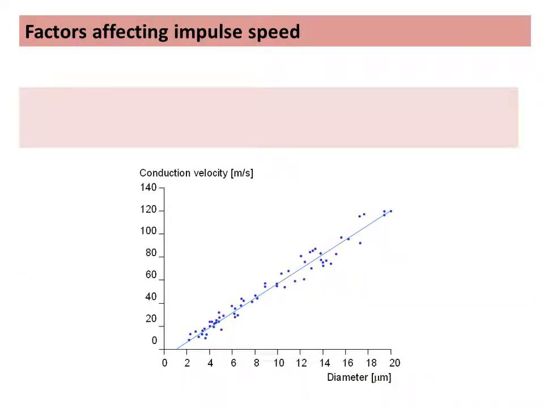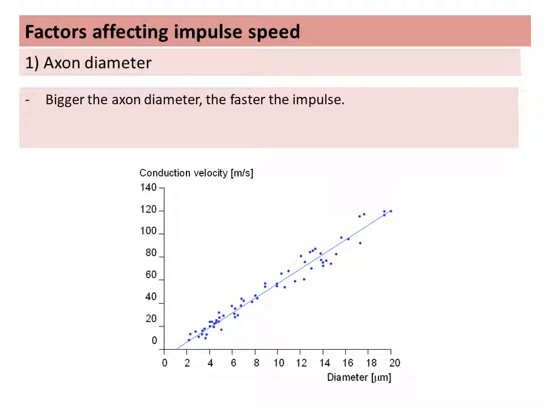This brings us on to factors affecting the impulse speed. The axon diameter. It's very simply, the greater the diameter of the axon, the faster the impulse is going to pass. And that's very simply because the bigger the diameter, the more sodium and potassium carrier proteins you're going to have in the membrane, and therefore you're going to have greater places for the ions to flow in and out. And you can see that here on this diagram with the graph. You can see as the diameter increases, the conductivity and the speed increases.